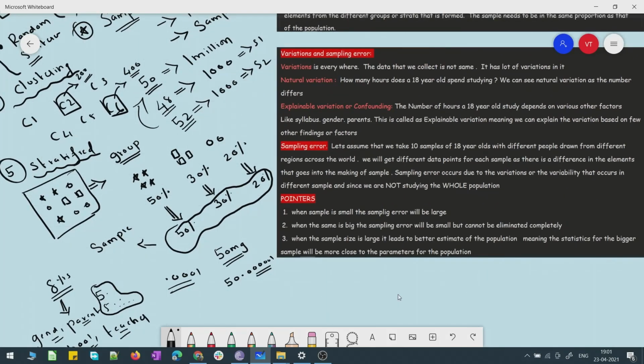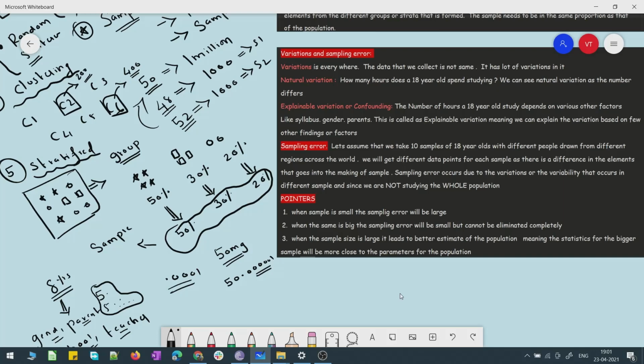So we talked about variations. Variations are natural. In data, you will not have constant data coming in. You will see minute variations in the data points that you collect. Natural variations are bound to occur in anything and everything. And then explainable variation means you can explain why the variation is occurring.